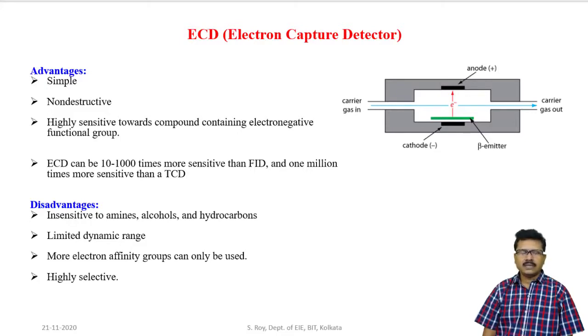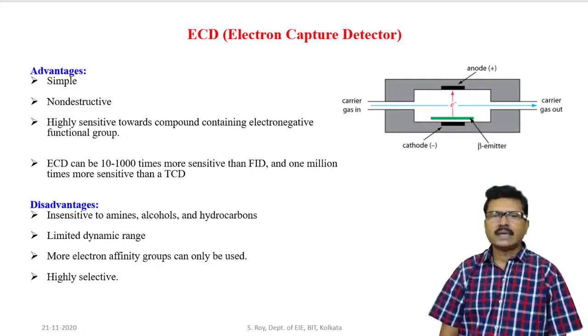What are the disadvantages? It is very much insensitive to amines, alcohols and hydrocarbons. It is having very limited dynamic range. It is limited only to those groups or those samples which are having very much electron affinity. Means this is highly selective.